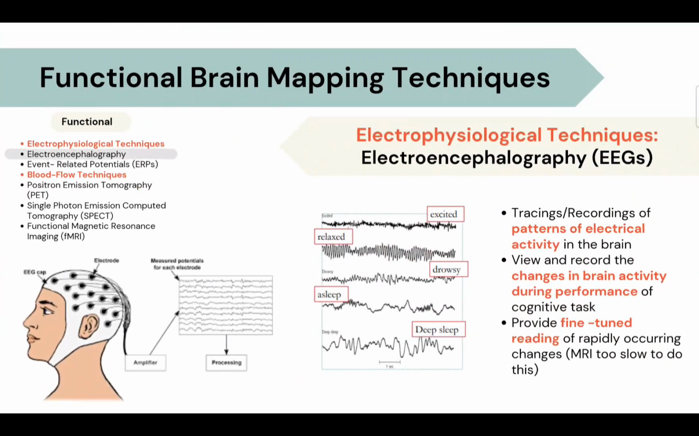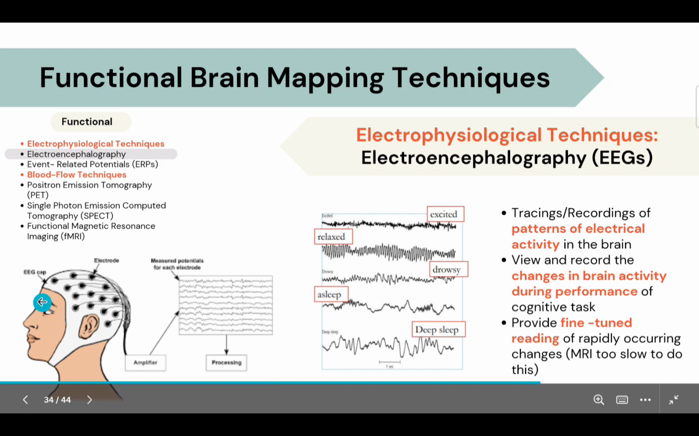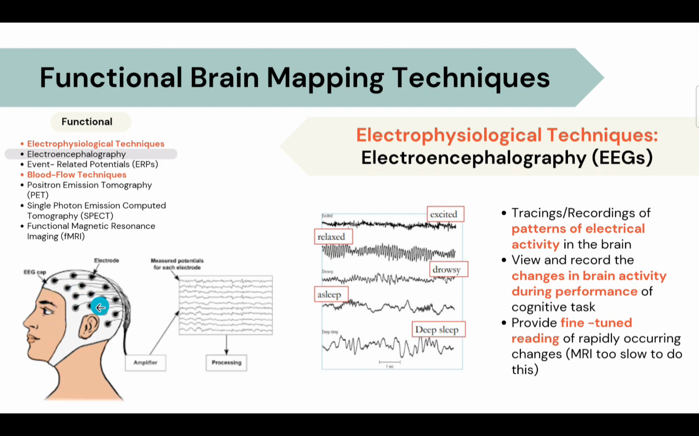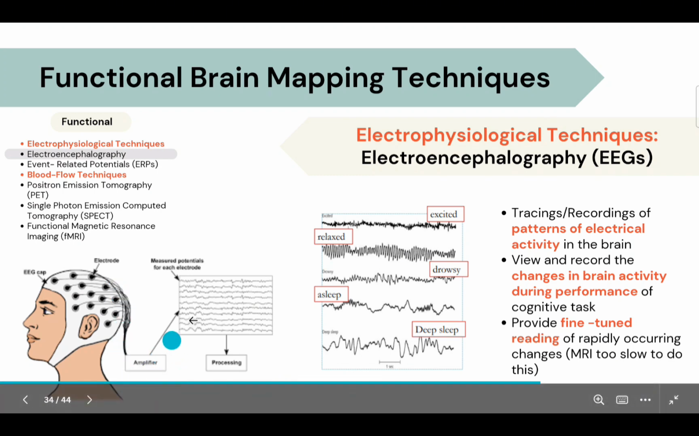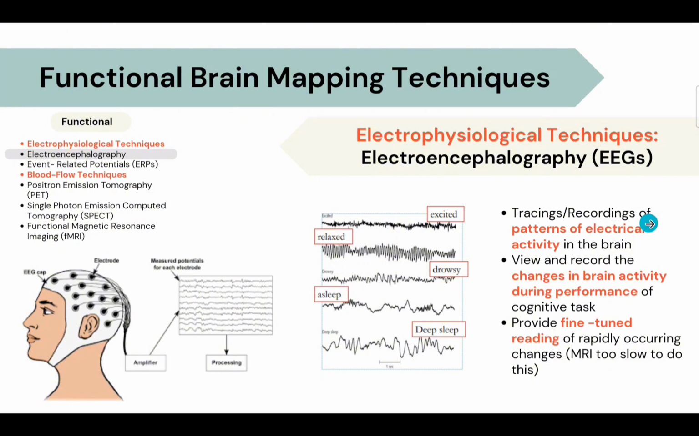Okay, for the electrophysiological techniques, we will not be presented with any brain images, but we will see the graph, the electrical activity, a brain activity graph, right? Just like here, we will wear the EEG cap that will be connected to the electrode and amplified by the amplifier to measure the potential for each electrode. So the tracing and recordings of patterns of electrical activity in the brain, changes in brain activity during performance of cognitive tasks, and then provide fine-tuned reading.